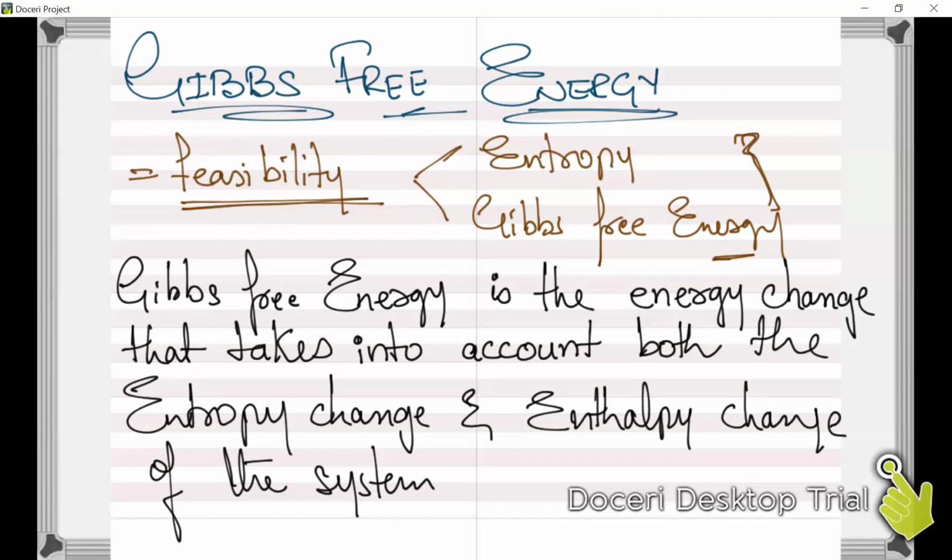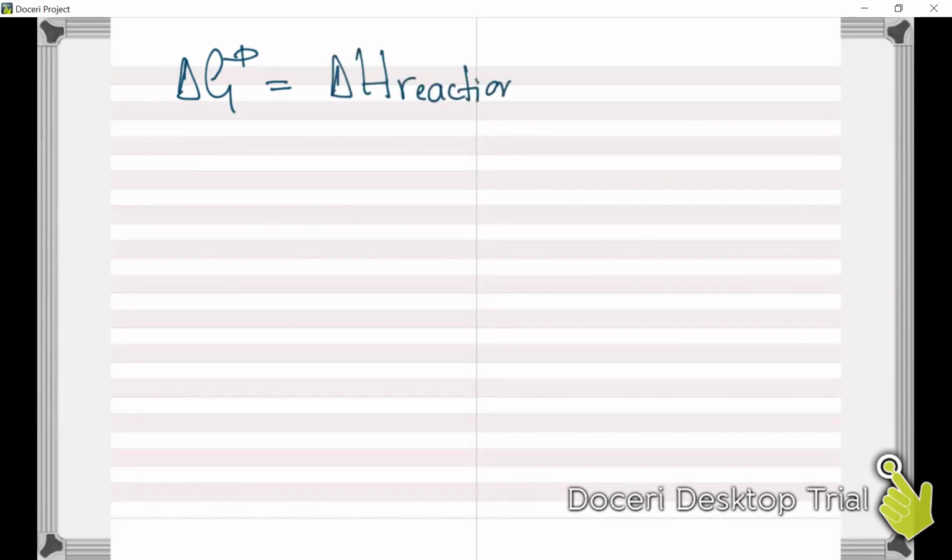So what can we say Gibbs free energy is? I mean, what can be the equation of this? If I have to write the equation, delta G, with the standard notation mentioned, is this: the enthalpy change of the reaction subtracted by the entropy change, and temperature needs to be there.